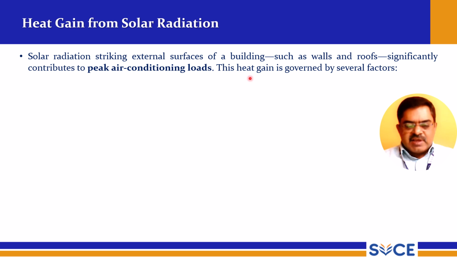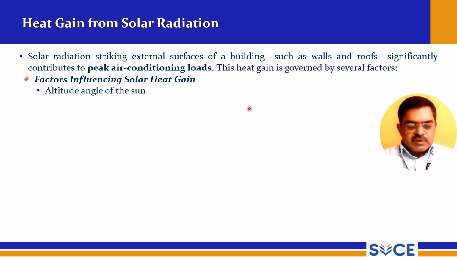This heat gain is governed by several factors, the factors influencing solar heat gain. First, the altitude angle of the sun. The sun actually travels from east to west, so there will always be an altitude change. And clearness of the sky. When there is a cloudy sky, there will be lesser solar energy.